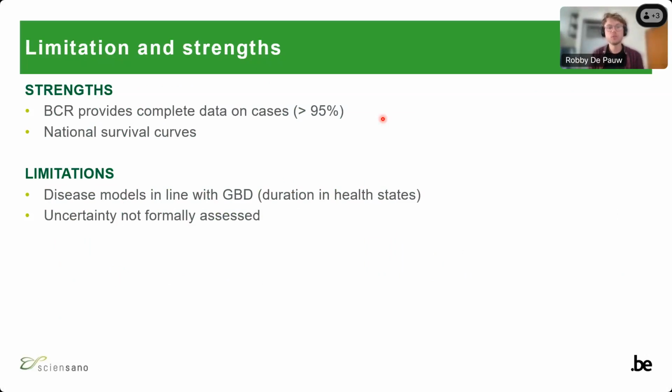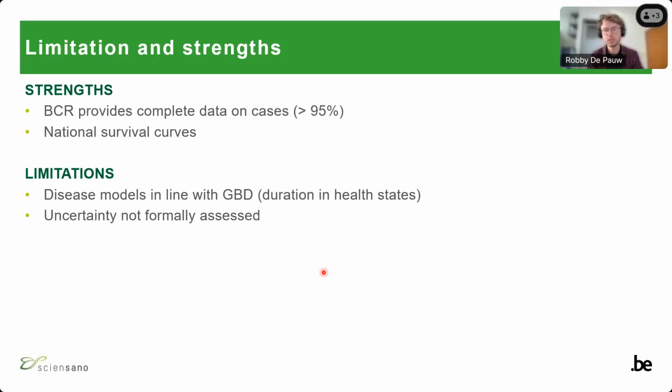The disease models that we used, this might be a limitation, of course. The disease model that we used is in line with the GBD. This can also be looked at as a strength for comparability, but the duration in the different health states is related to this, and this might be very different in Belgium. So this is something that we could look into, analyze, research in future plans.